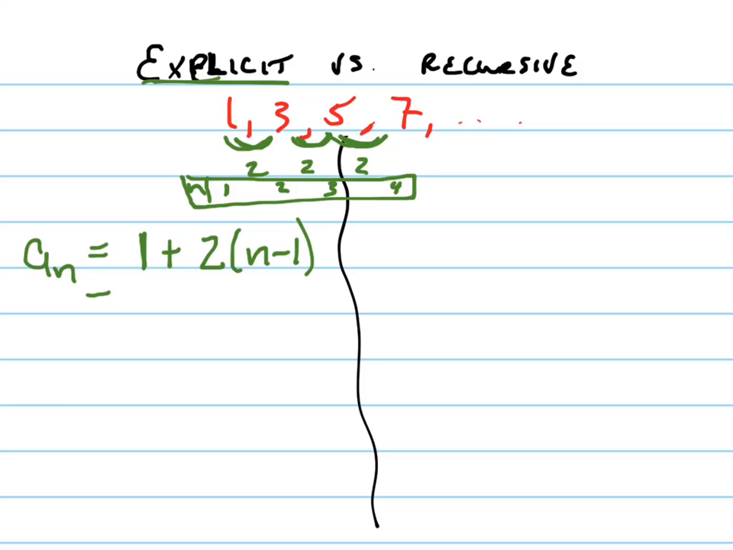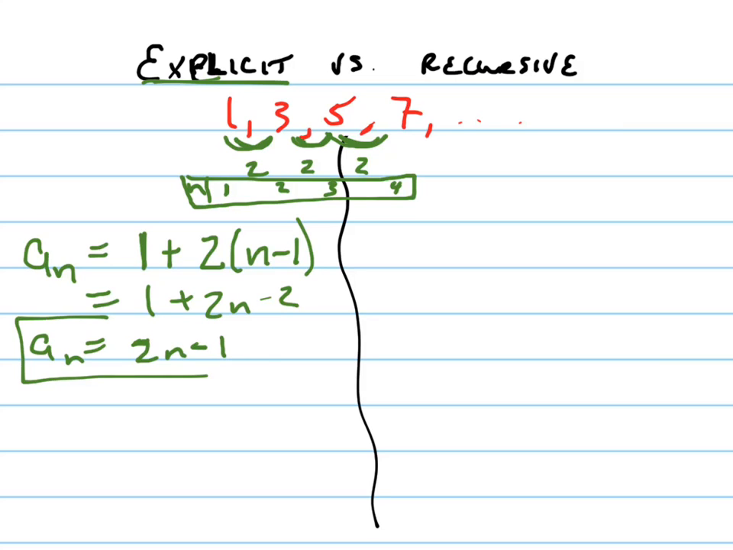And so simplifying this, you get 1 plus 2n minus 2, which is just 2n minus 1. There's your simplified form, explicit formula. You could have done that many other ways, but that's, in my opinion, the best way to do it.